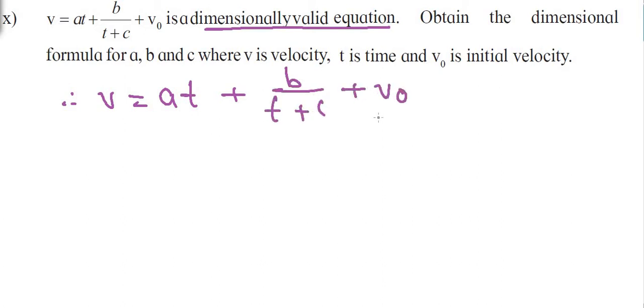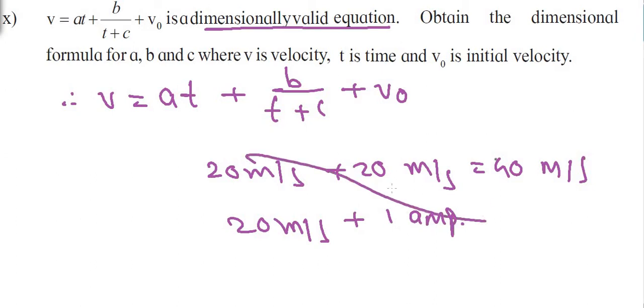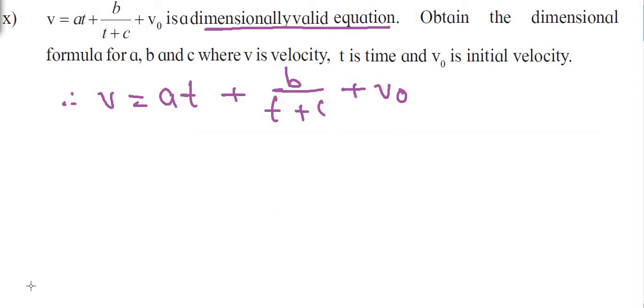Now remember one thing: we can add and subtract only those terms which have the same dimensions. Now I'll explain. For example, can you add 20 meter per second to 20 meter per second? Yes, we can add this, and get 40 meter per second. But can you add 20 meter per second to 1 ampere? Absolutely not possible. So we can add only those quantities which have the same dimensional formula.